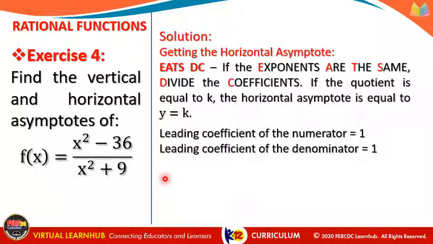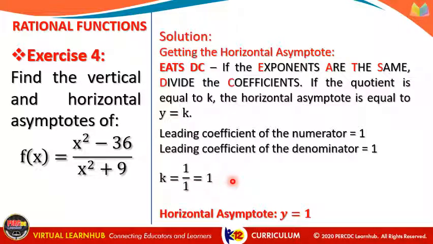Again, let us divide the leading coefficients. So you'll get 1 divided by 1, which is equal to positive 1. Therefore, the horizontal asymptote is located at y equals 1. Okay, clear po. So, hindi naman po ganun kahirap ang pagsosolve ng asymptotes. Just remember the rules.